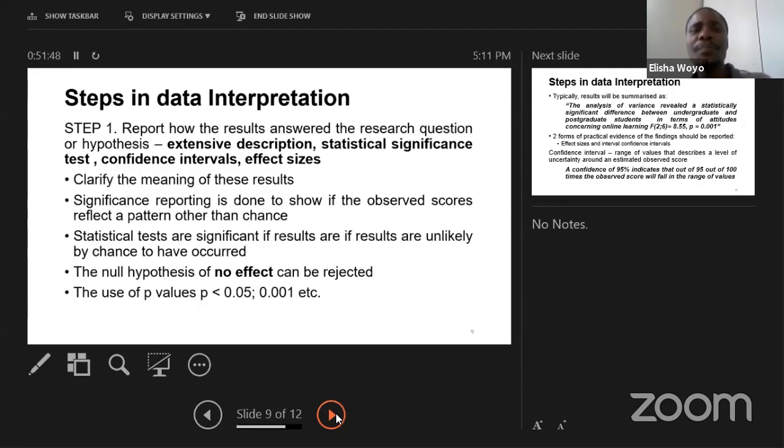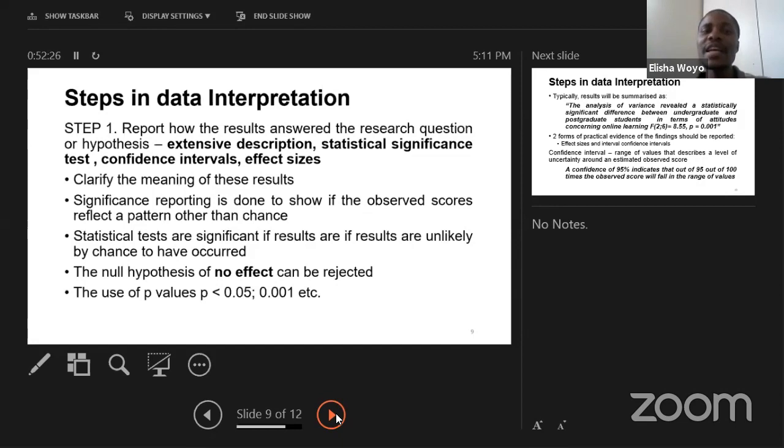The first one is to report the results, how the results answered your research question or the hypothesis. So you need to give us an extensive description. You need to state the statistical significance of the test. You can also give us the confidence intervals. These days, people are getting worried that the p-value is becoming abused. So as a way of not abusing the p-value, you also need to give us some effect sizes around all that. And this will help you to clarify the meaning of the results.